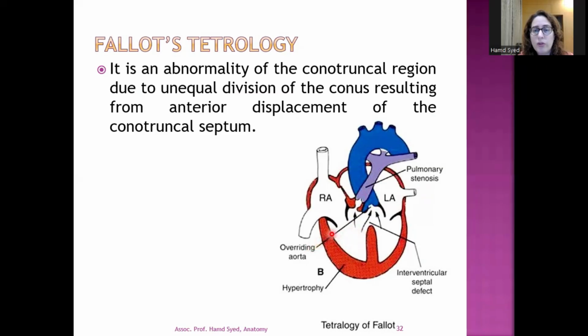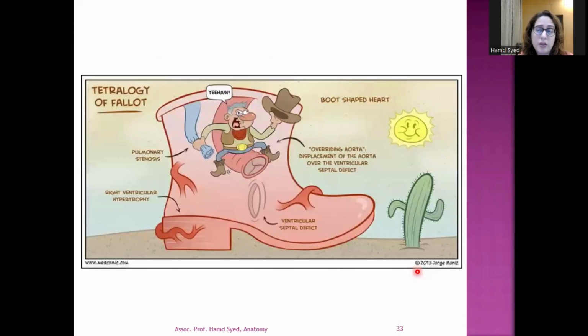Also, there is an overriding aorta, that is the aorta which is just sitting on top of this gap between the ventricles. So overriding aorta is the third feature, and interventricular septal defect is the fourth feature. These are the four features in the congenital heart defect, which is known collectively as tetralogy of Fallot. And this is just a picture which is going to help you remember.